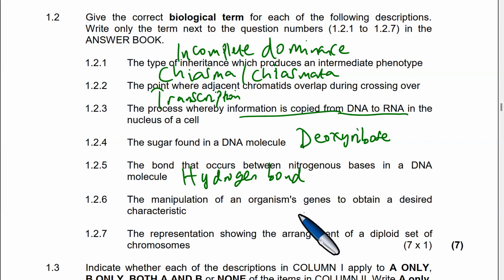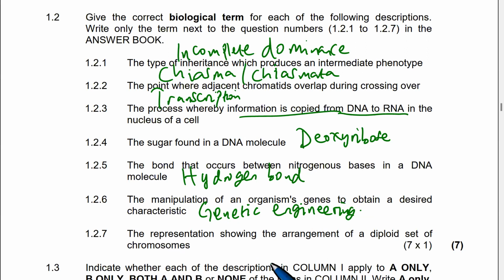The manipulation of an organism's genes to obtain a desired characteristic. So if you manipulate the genes of an organism to obtain a desired characteristic, what do you call the process whereby you just manipulate the organism's genes? What do you call that one? It's called genetic engineering.